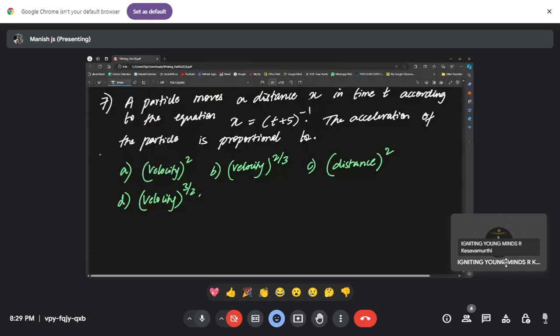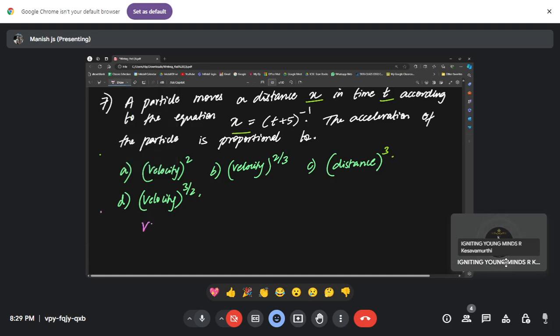So in this question, the particle is moving a distance x in time t according to the given relation. They've given you a particular relation in this question. Here, distance squared, let me make this as distance cubed. Like this, you have different options, children. So we'll see how to solve this particular question.